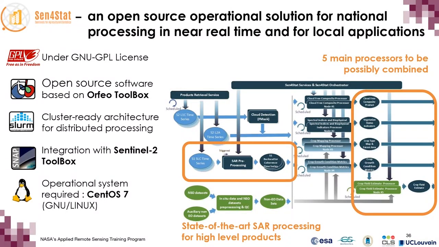Sen4Stat is a more complete and more operational solution for national processing and for local application, to take advantage of Sentinel-1 and Sentinel-2 in addition to Landsat-8 and Landsat-9. Indeed, there is a state-of-the-art SAR processing toolbox which allows us to provide high-level products like the coherence or the cross ratio and many other backscattering coefficients that I will illustrate right now.